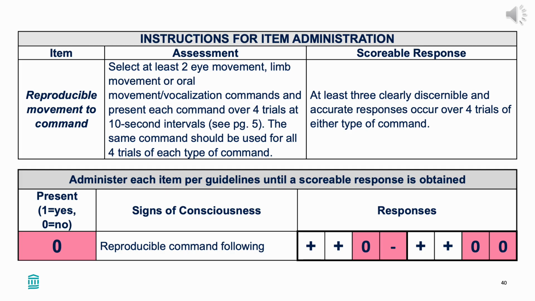However, if the patient also misses 2 or more trials of the eye movement command, then the examiner should mark a 0 in the left-hand column to indicate that reproducible command following is absent. If reproducible command following is absent, the examiner should move on to assess the next core behavior.